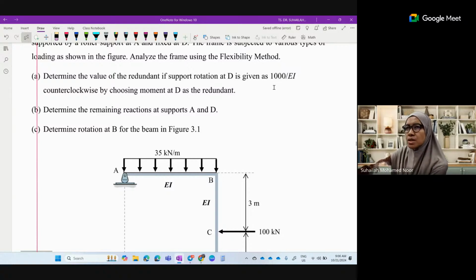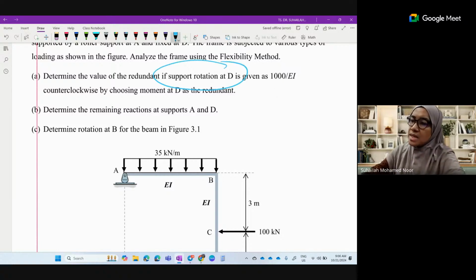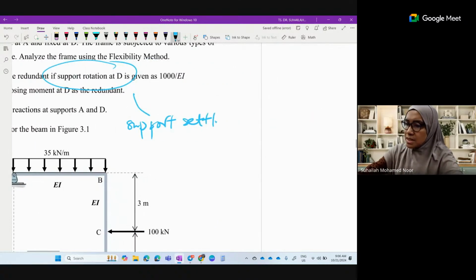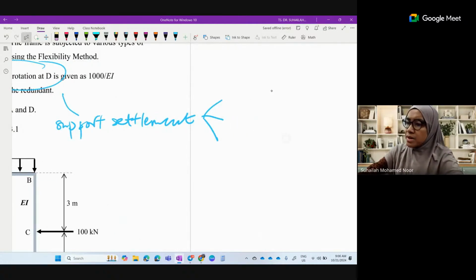Support rotation, support displacement, support settlement, it is all part of support settlement, and it occurs in the actual system. All of this refers to support settlement. Support displacement is also support settlement.